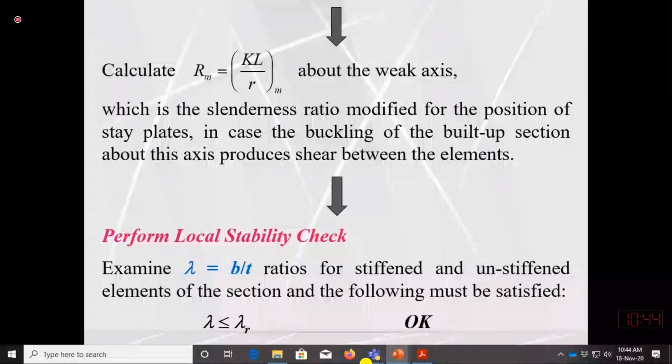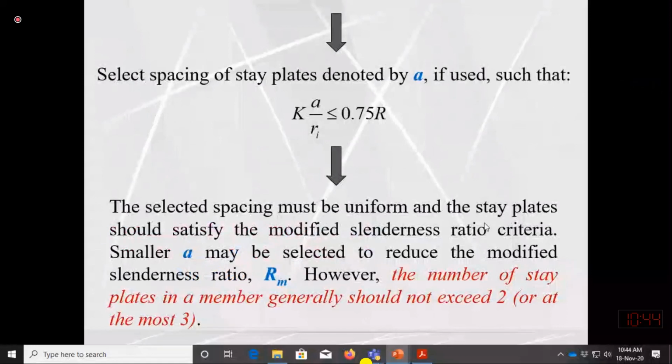Then the selected spacing may be uniform after selecting the A value. We divide the total length by the A value and can determine how much spacing is required, and then we can compute the number of stay plates. The detailed procedure we will discuss in the design example, but here I am just giving you a hint of how we are supposed to compute the A value. After computing the A value, we actually know the A over Ri value, so we may compute the modified slenderness ratio for the built-up section with stay plates.